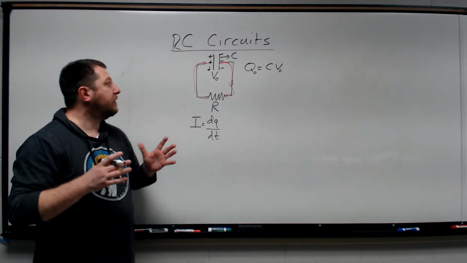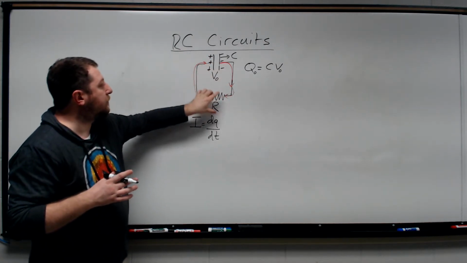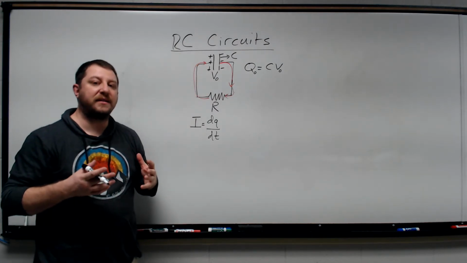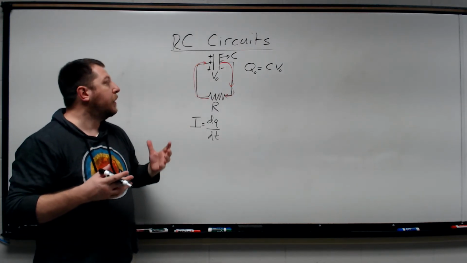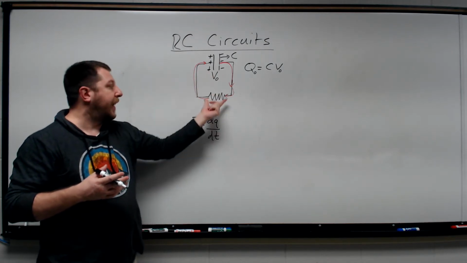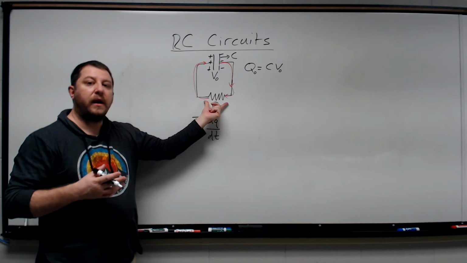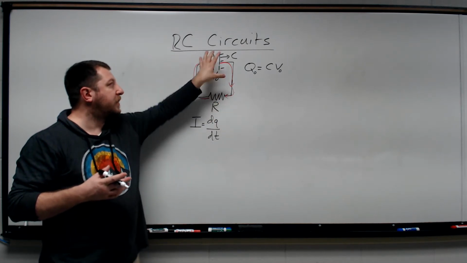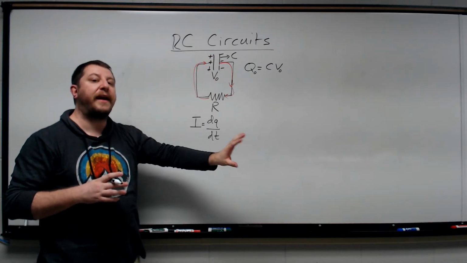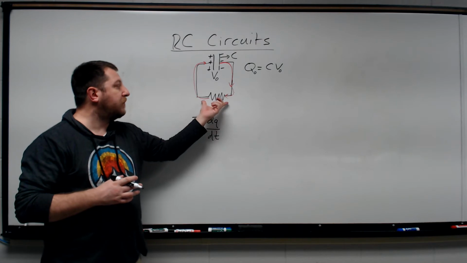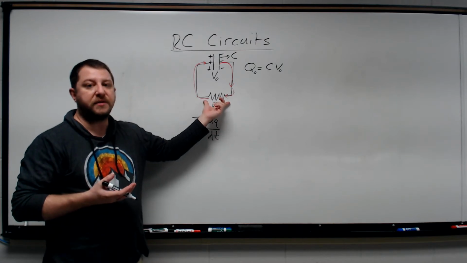Remember that the voltage across both of my components has to be simultaneously the same in magnitude, because whatever voltage appears here has to appear here, since this is a single loop. So if I were to think of my capacitor instead as a battery with potential V naught, all of that potential would appear across my resistor.